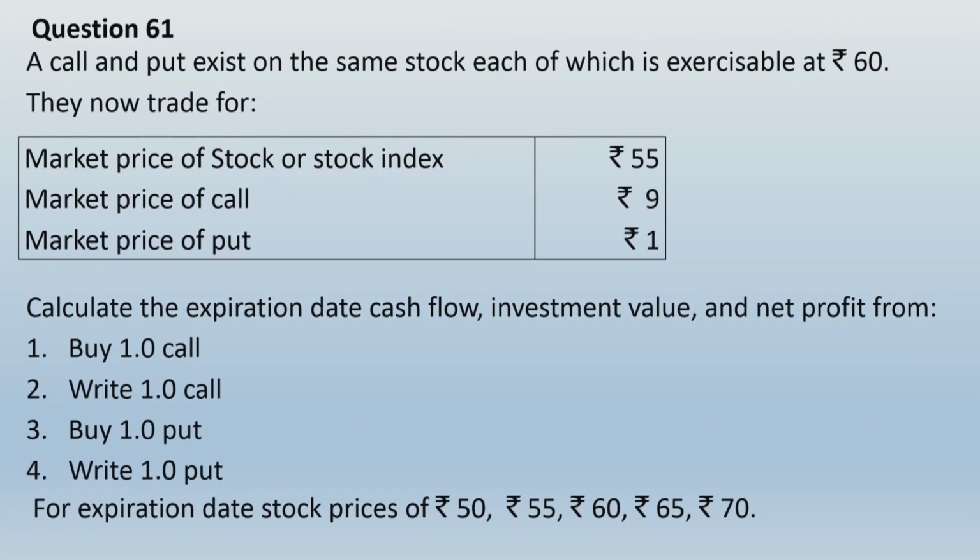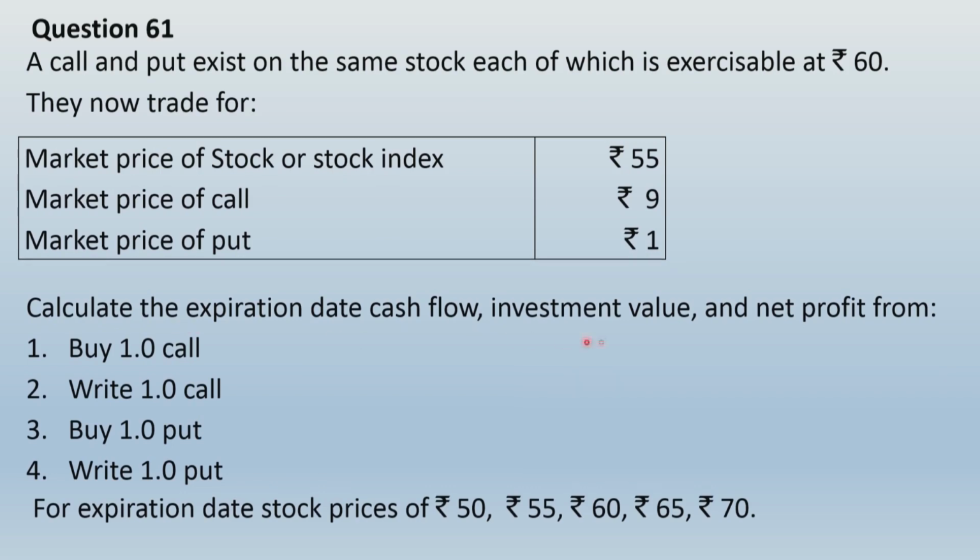A call and put exist on the same stock, each of which is exercisable at rupees 60. They now trade for market price for stock or stock index is given as 55, market price of call and market price of put. Basically the market price of call and put indicates the premium of the call and put option, correct? So these are not the strike prices, right? These are the premium for respectively call and put option. The strike price is 60 and current market price is 55.